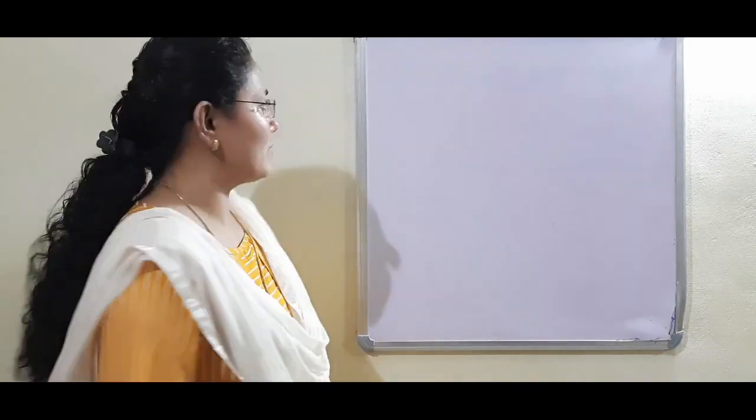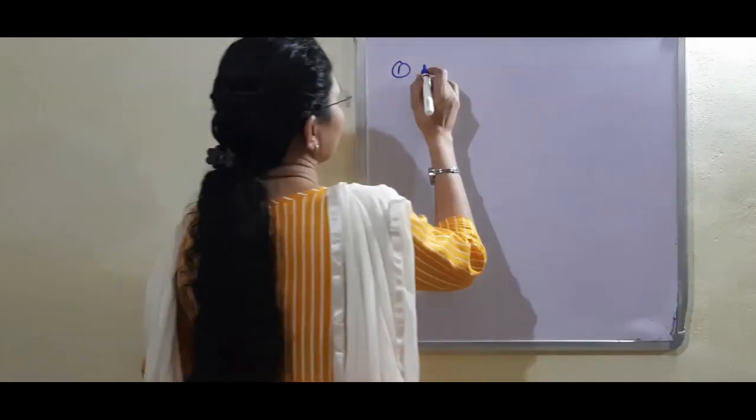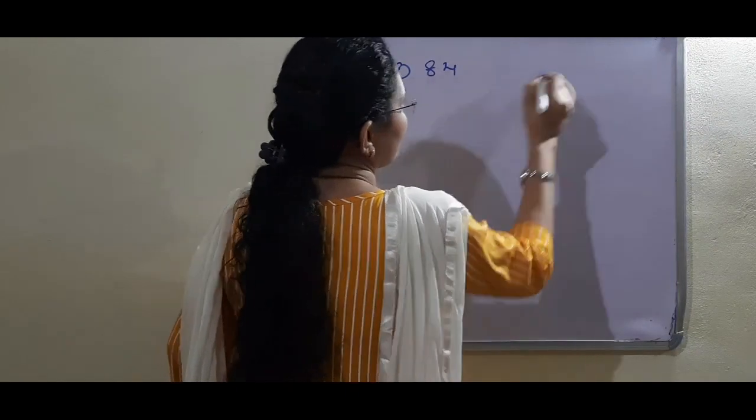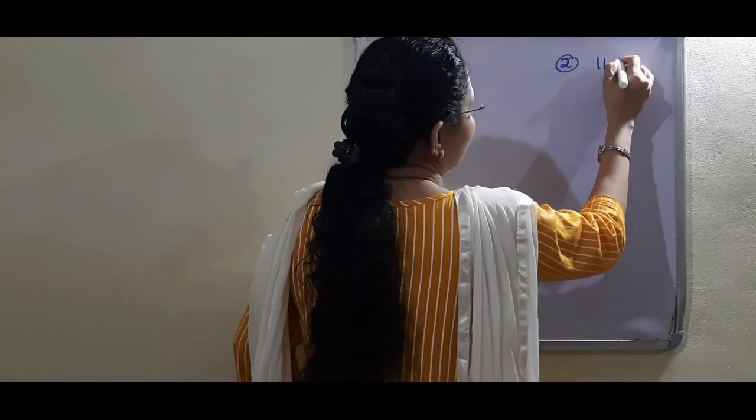Now, last class you learned finding the prime factorization of a number by the repeated division method. Now we can continue this. One more method is there, that is the factor tree method. Before that, we can practice two more questions in the repeated division method. Okay, I will give you some questions now. First one, 84. Second one, 115.